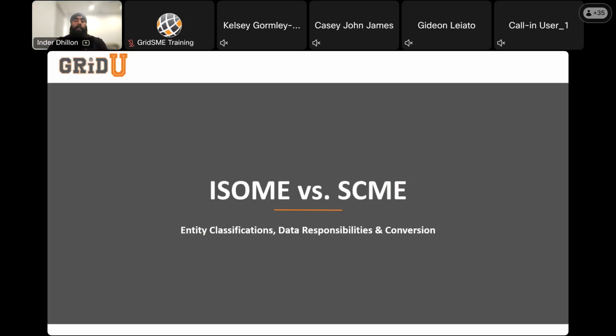So we will now shift from metering configuration to entity classification. ISOME and SCME define who is responsible for meter data quality and how the data gets submitted to CAISO for settlement. These are not hardware categories. They're operational designations that carry different responsibilities for resource owners and scheduling coordinators.